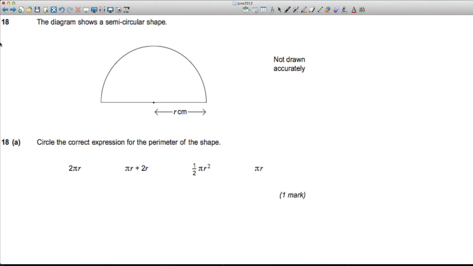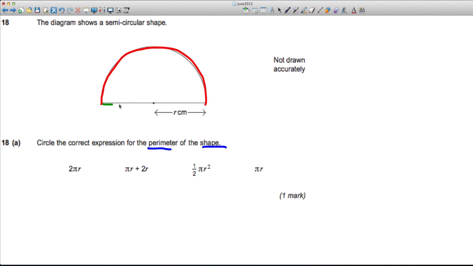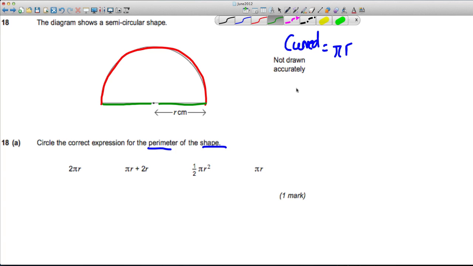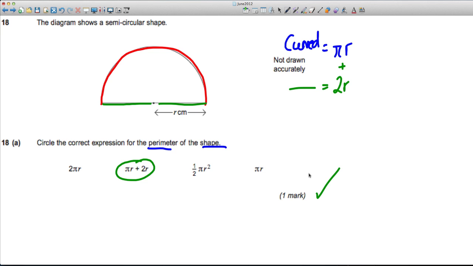Next question. The diagram shows a semicircular shape. Find the correct expression for the perimeter of the shape. Now, let's just remember the perimeter of this shape is the curved distance there, but also added on this straight line distance here. If we know the radius is r, the curved distance of a whole circle is 2 pi r. So for half a circle, it must be pi r. So the curved part is equal to pi r, and the straight line must be r plus r, which is 2r. So you add these two together, so it must be pi r plus 2r. It must be equal to that one there.